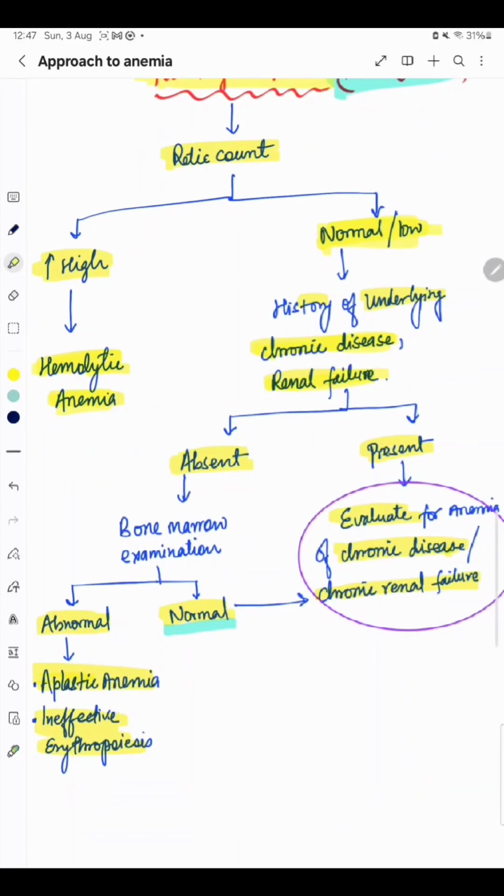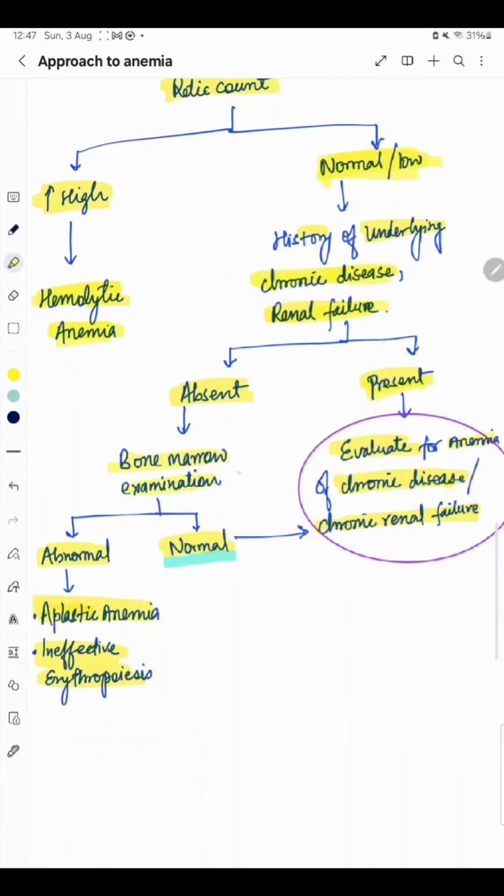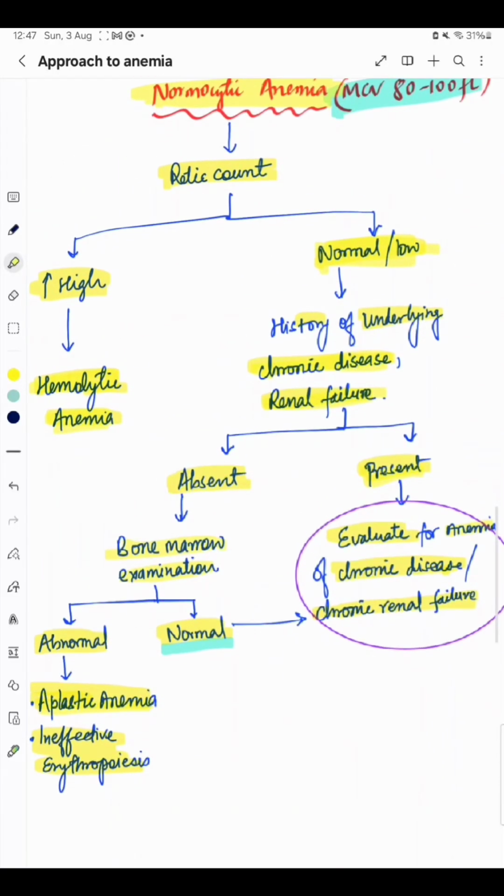If the history of chronic disease or renal failure is present, then we evaluate the person for the anemia of chronic disease or the chronic renal failure. In the absence of history, we go for the bone marrow examination. If the bone marrow examination is abnormal, then aplastic anemia and ineffective erythropoiesis might be a cause for the normocytic anemia. If the bone marrow examination is absolutely normal, then we should evaluate the patient for the anemia of chronic disease and chronic renal failure.